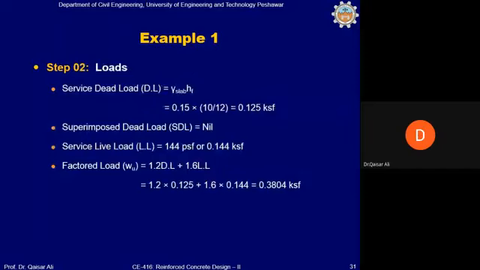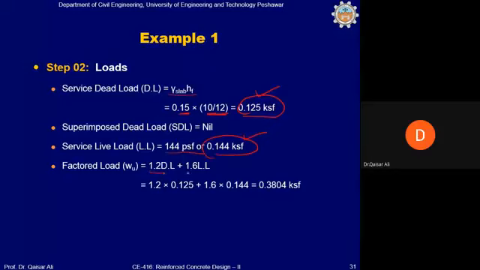Service dead load. There is no superimposed dead load given in the example. The service dead load consists only of the slab load itself, which is 10 inch. 10 divided by 12 into 0.150, it is 0.125 kip per square foot. Service live load is 144 pound per square foot, 0.144 kip per square foot.